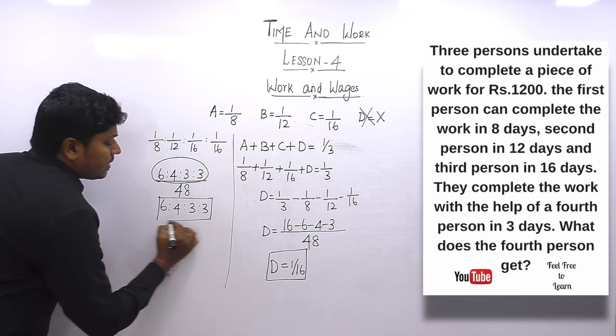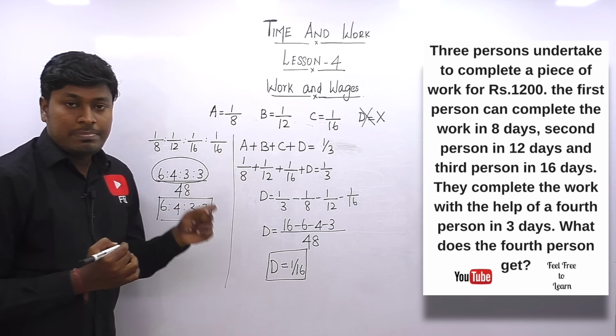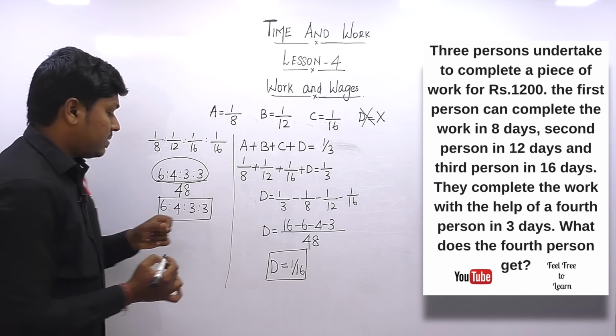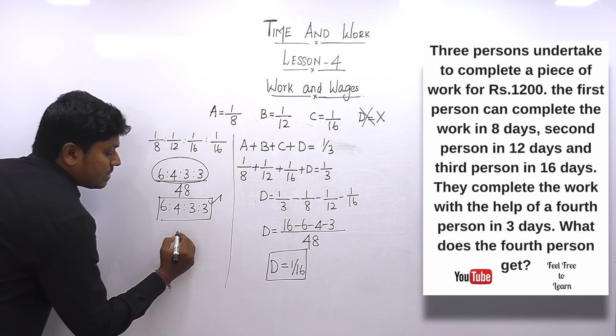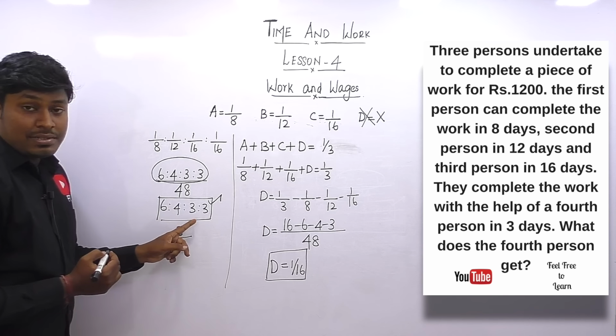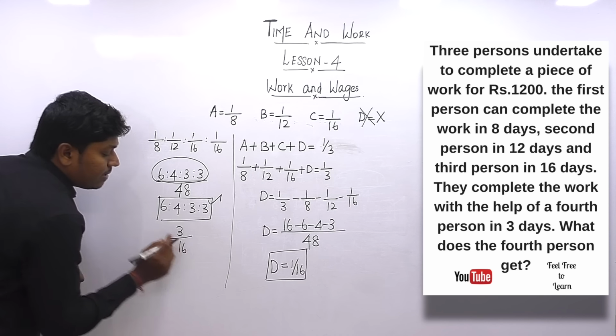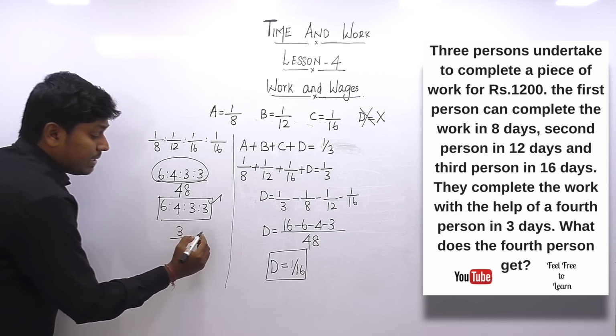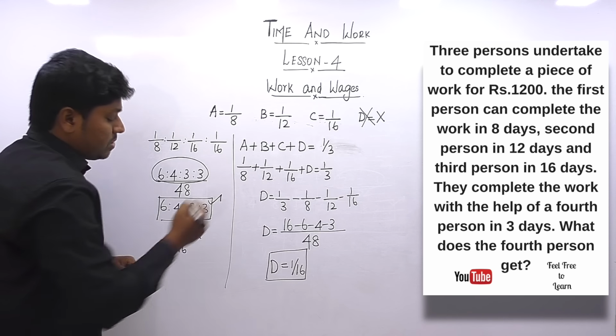So what is our target? Our target is to find what the fourth person gets, that is the salary of the fourth person. So the fourth person is in the ratio of 3 parts. Out of 6 plus 4 is 10, 10 plus 6 will be 16. So out of 16 parts, the fourth person works only 3 parts, and they undertook a job for 1200 rupees.